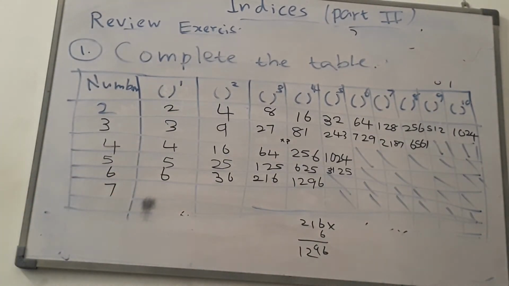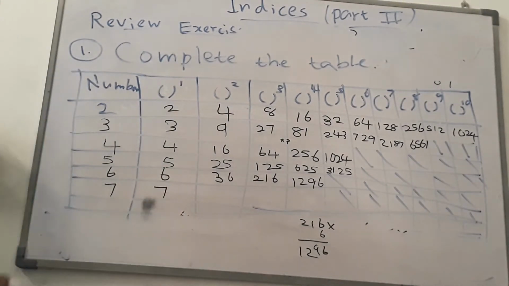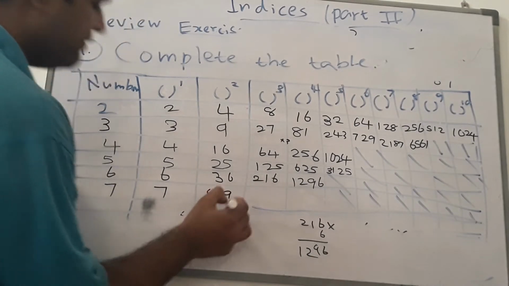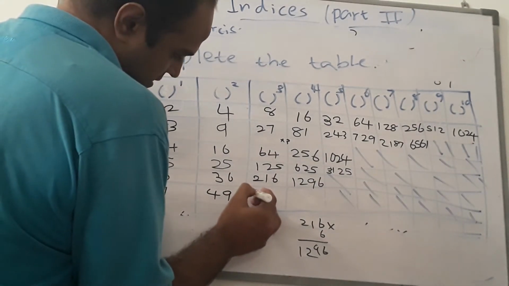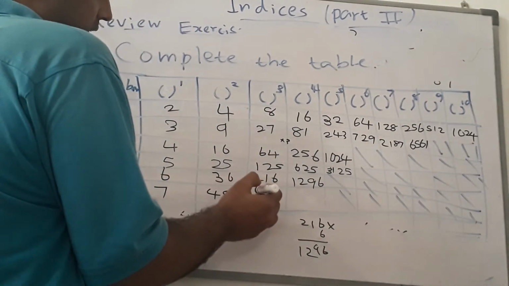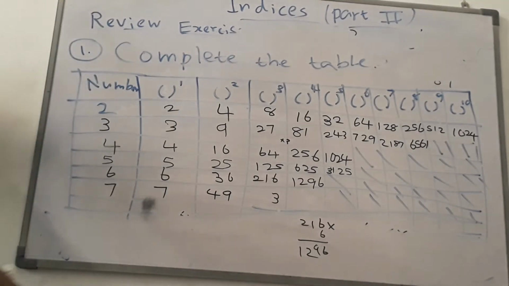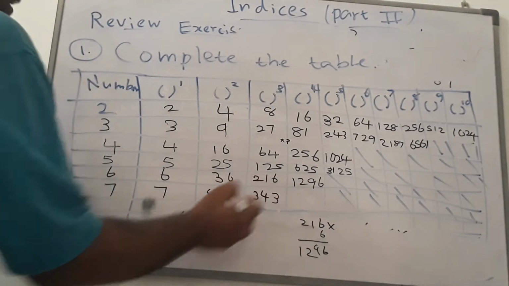7 to the power 1 means 7. 7 to the power 2 means 7 times 7, 49. 7 to the power 3 means 7 times 7 times 7, no, 49 times 7. That is 7 times 9, 63, 7 times 4, 28 and 6, 34, so 343.